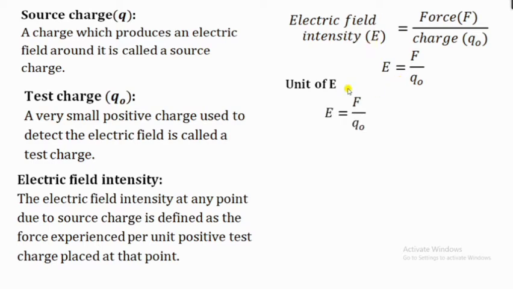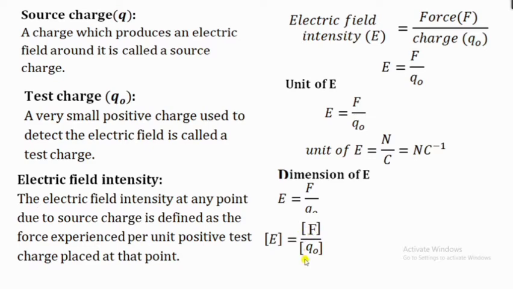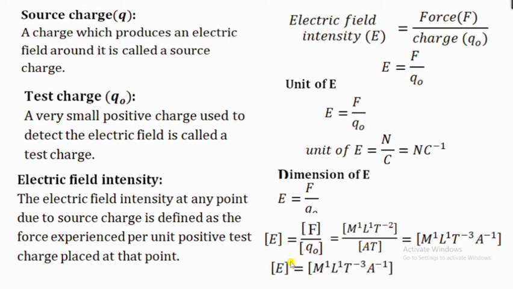Unit of electric field, so for that I need the formula. Now for unit I have to write the unit of force, that is Newton, and unit of charge, Coulomb. So Newton per Coulomb is the unit of electric field. For dimension, we need the dimension of force and the dimension of charge. Dimension of force is M1 L1 T minus 2, and dimension of charge is A T. So the final dimension is M1 L1 T minus 3 A minus 1. This T will go up and it will become minus 3, and this A will go up and become minus 1. So this is the final expression for dimension.